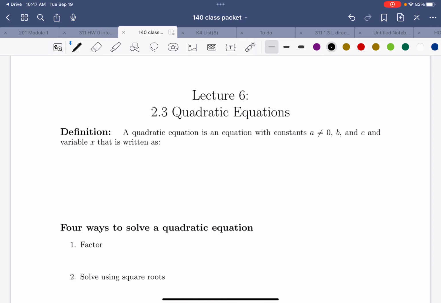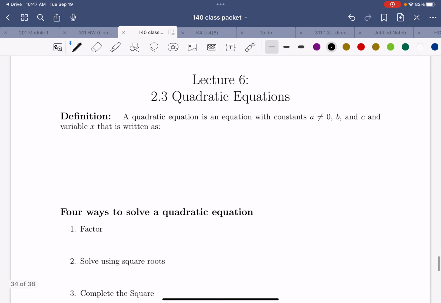Hi all, this is lecture 6 on quadratic equations. So we are going to jump right in here. We are now going to try to solve quadratic equations.